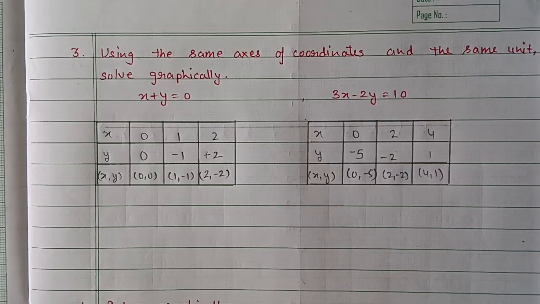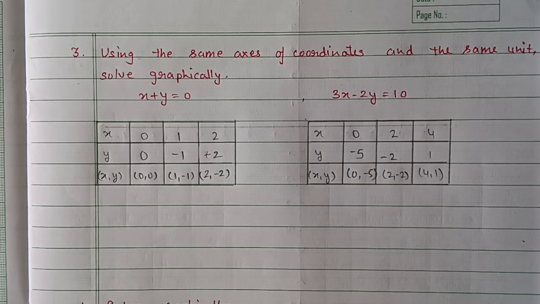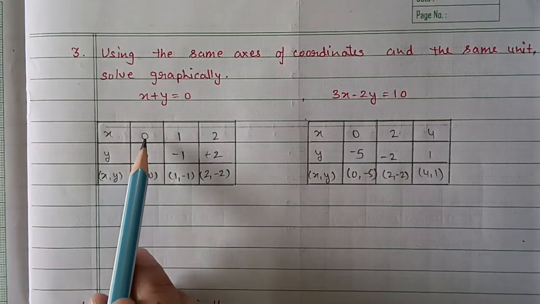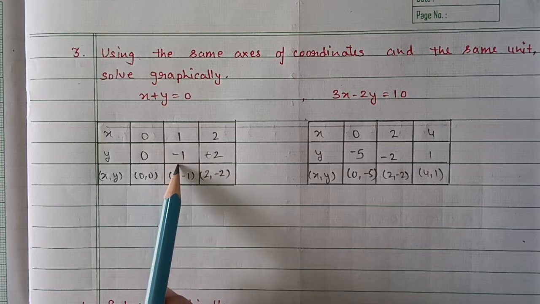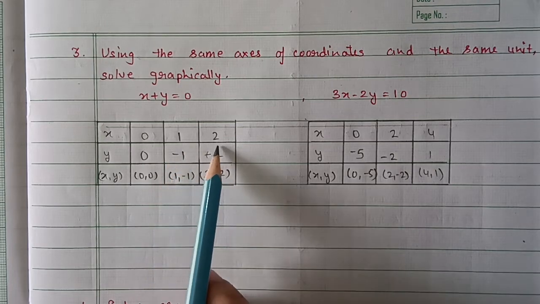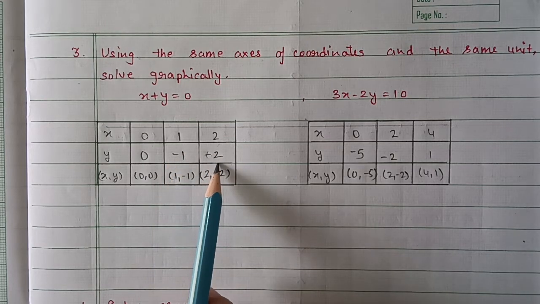Next we have the third question. Using the same axis of coordinates and the same unit, solve graphically x plus y equal to 0, 3x minus 2y equal to 10. First, for both equations we will find 3 plotting points. I have taken here when x is 0, y is also 0. When x is 1, y is minus 1. When x is 2, y is minus 2.